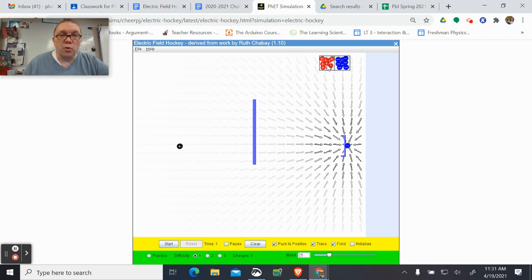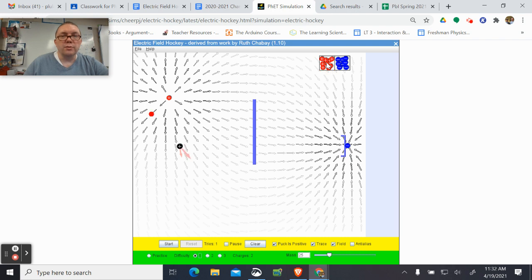So we're going to have to plan some stuff out. Here, it can't hit this beam. We need to have it go around and score a goal. So I'm going to try putting a positive charge here. Well, I'm going to try to put a positive charge there. Come on. There we go. Okay, so now it's starting to go.